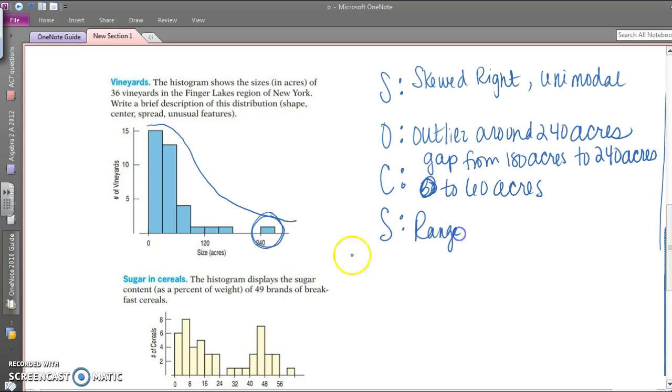This is pretty spread out data. It's from 240 to 0, so the range is about 240 acres. Now, you could also say this is 270. You could read that either way. We don't have the actual data, so we're not really sure.